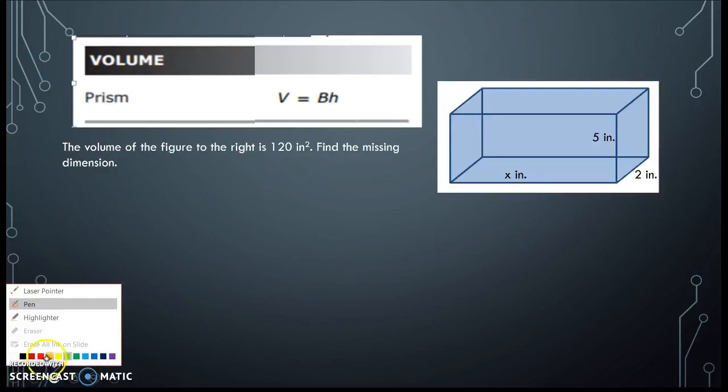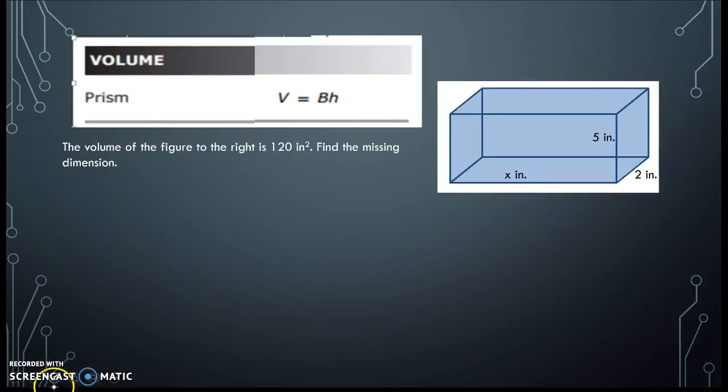One last problem together and then you'll be free to work on your own. So this one says the volume of the figure is 120 inches squared. Oh, it should be cubed, sorry. Find the missing dimension. Okay, so this one's like the first one we did. So again, we're always going to shade in the area of the base first. Next, we're writing our formula. Volume equals big B times height.